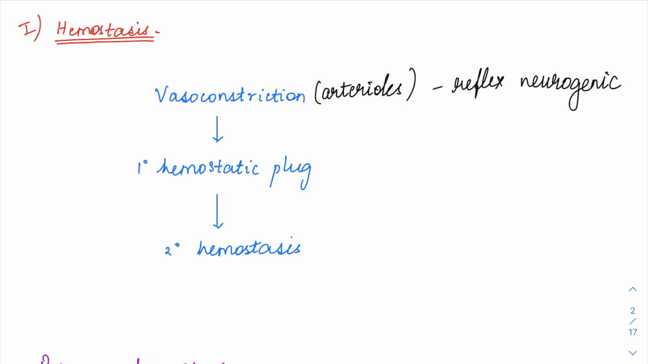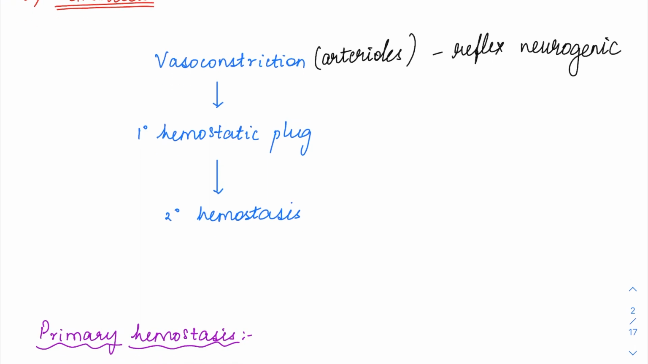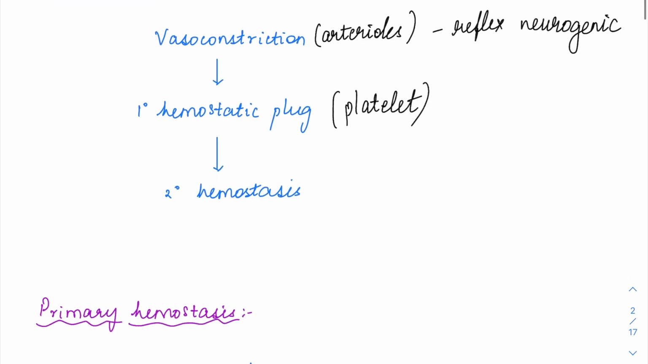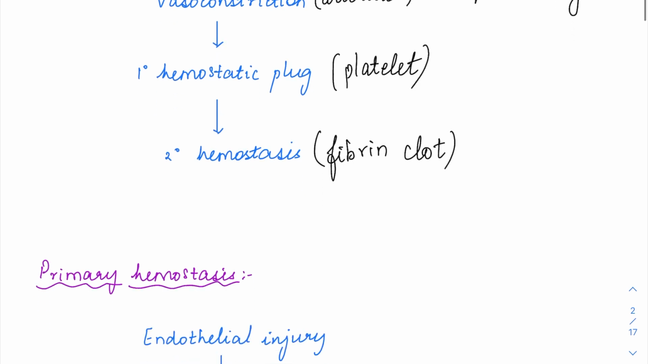The second event is the formation of a primary hemostatic plug with the help of platelets. So platelets come into play in the primary hemostatic plug. In secondary hemostasis, there is the formation of a fibrin clot. The coagulation cascade will get activated, and that will result in the formation of the fibrin clot. Okay, so let's look at primary hemostasis first.